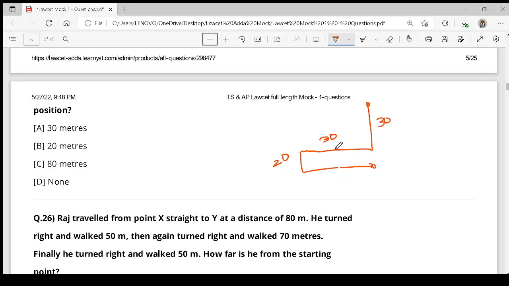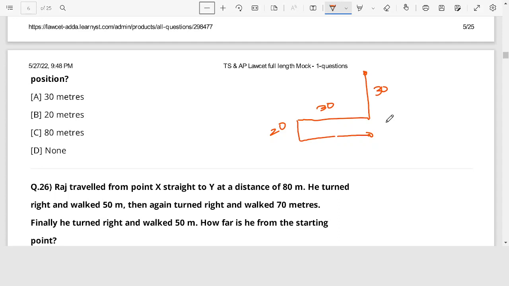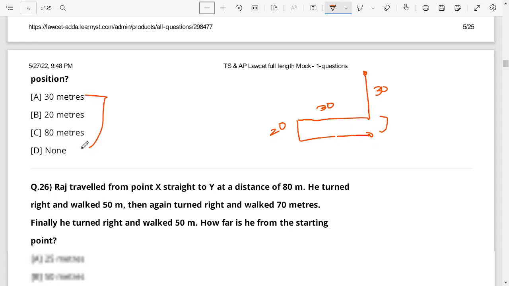Yeah. So just look at here, guys. 30 plus 20 will be 50. 50 meters will be the right answer, but in the options 50 meters is not given. So you have to mark none of the above. Okay, none of the above is the right answer. Right? Let us move on to the next question.